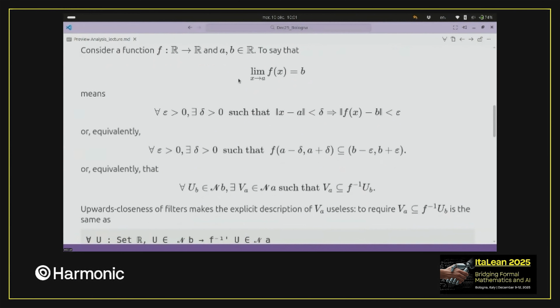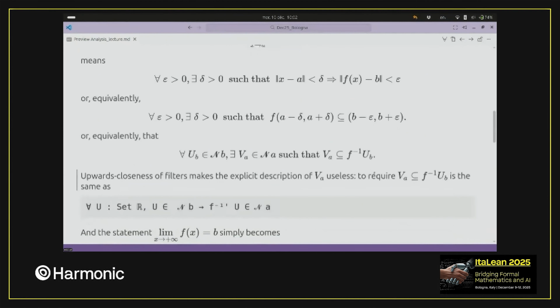So the usual notion: say you have a function from the reals to the reals, so you have two numbers, and you want to say that the limit when x goes to a of f is b. This is the usual epsilon and delta definition. And then, of course, you can translate it by reversing, actually using f backwards. So it means that for every epsilon there exists a delta such that the ball of radius delta around a is sent through f to the ball of radius epsilon around b. That's the usual definition we have.